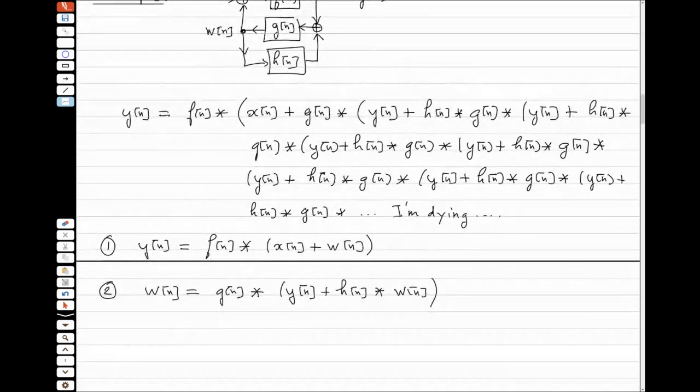However, w of n, we don't know what it is. But what we can try to do is extract it from w of n. So what I'm going to do is put all terms in w of n on the left side. On the right side, you end up with g of n convolved with y of n. But then you have g of n convolved with h of n convolved with w of n that I'm going to put on the left side.